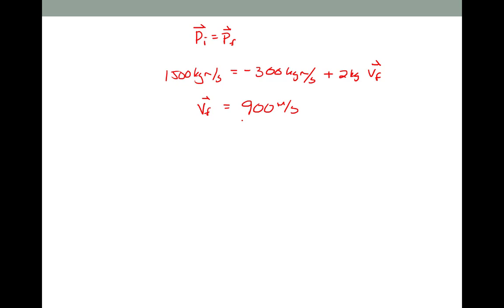In the next part, we're going to look at elastic collisions. For the moment, this concludes this part.